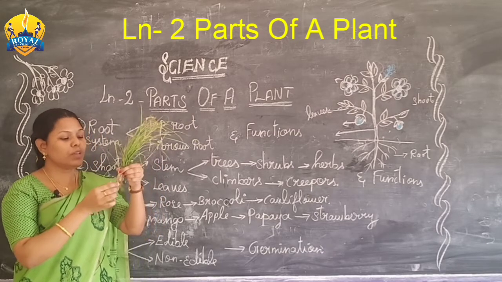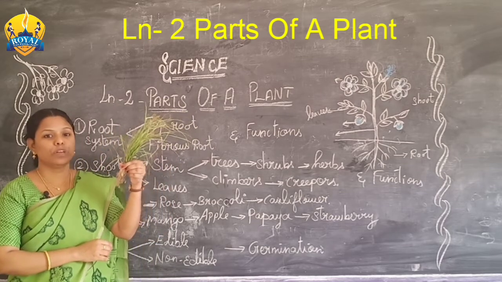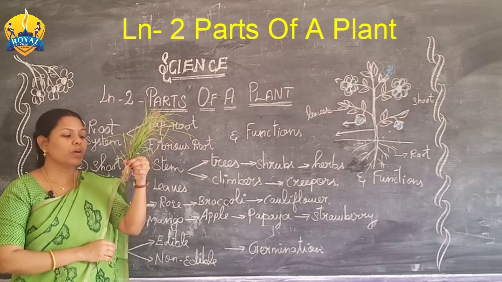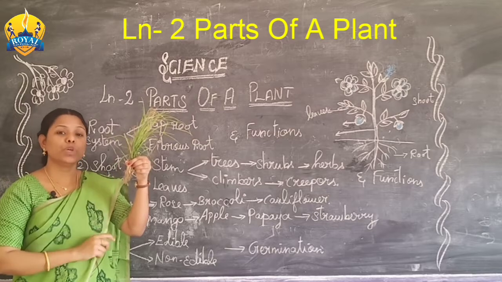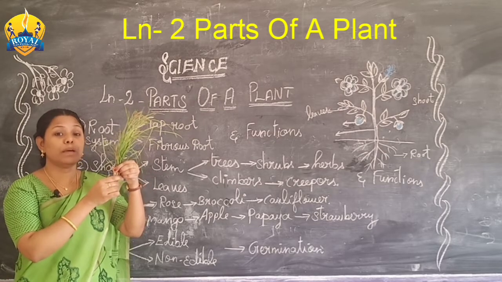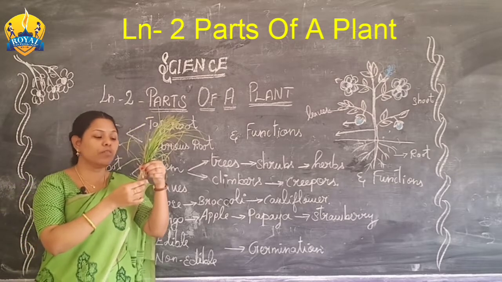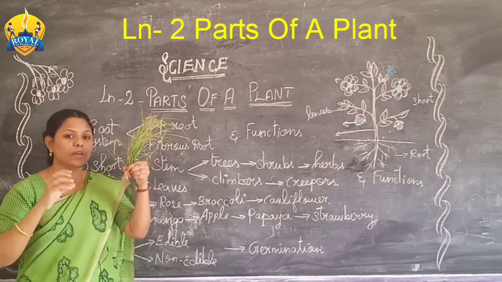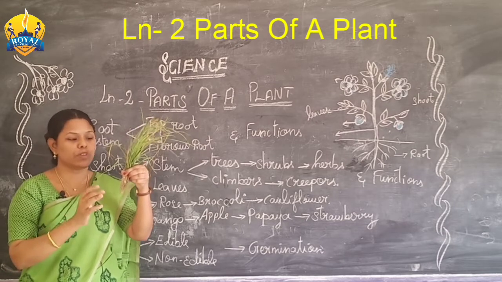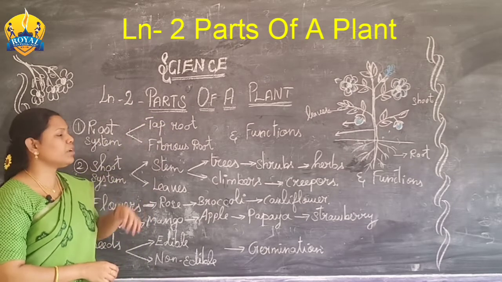So these fibrous roots do not have a main root. The plant without the main taproot is called the fibrous root. Fibrous root is otherwise called a bunch of roots or bushes of roots. So these are the types of root.